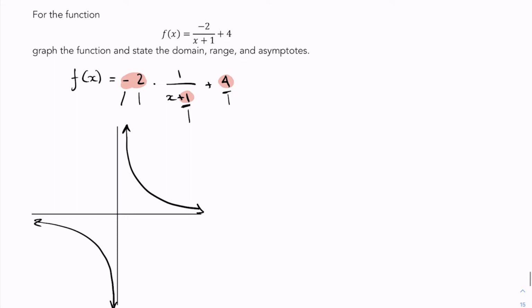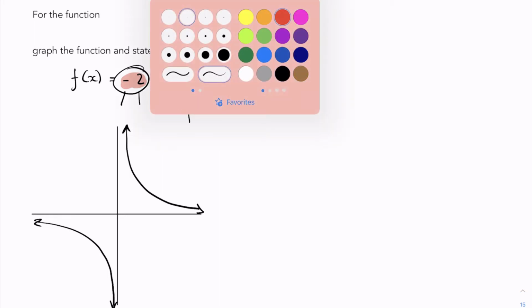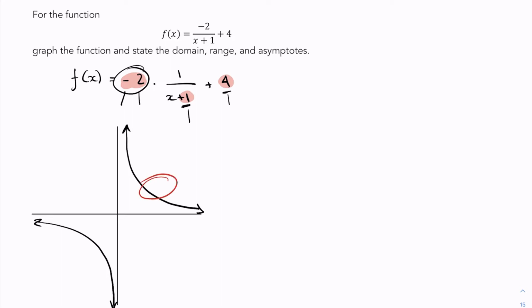But in addition to that, I'm reflecting it and stretching it by a factor of 2. Now a stretch in reciprocal functions doesn't really do much. It just kind of goes more like this and like this, not really discernible to the eye. The reflection, however, is definitely going to change the way we see things. I'll do that with a red. So reflection means this guy is going to come down here, and this guy is going to come up here.